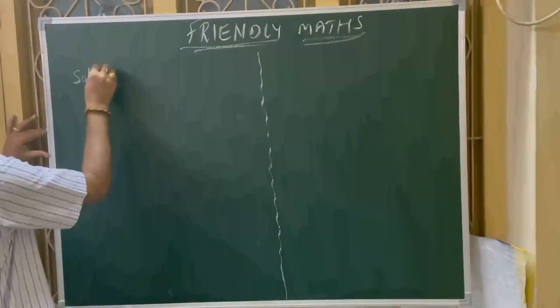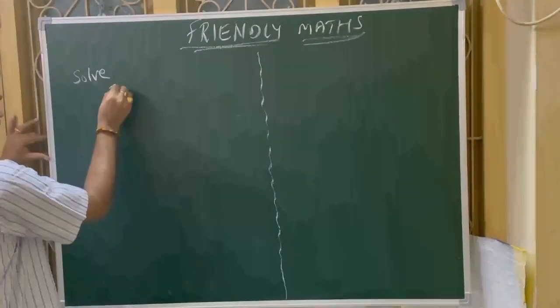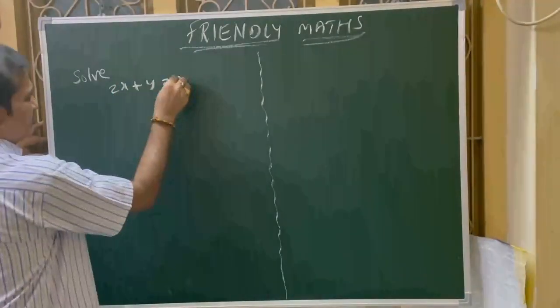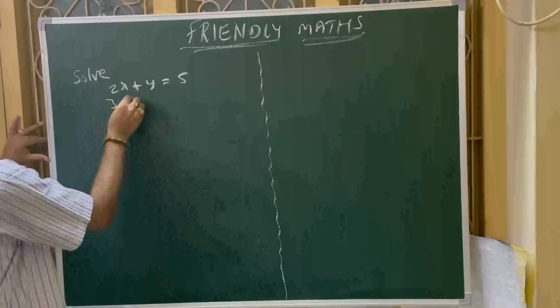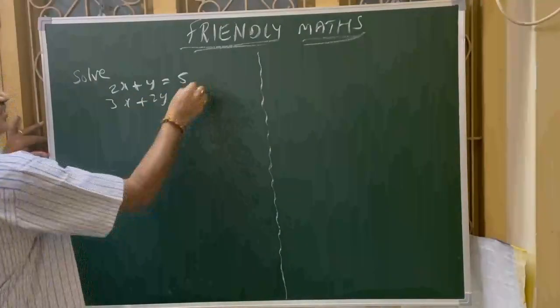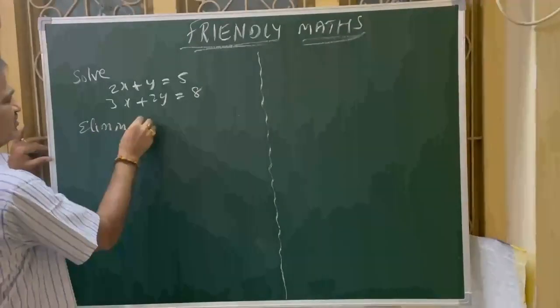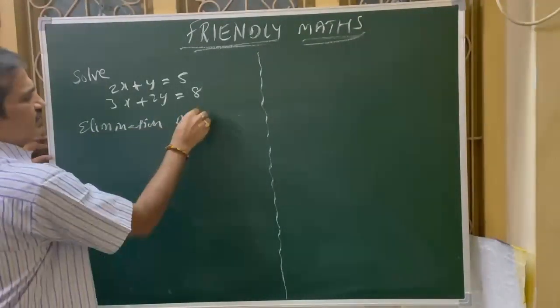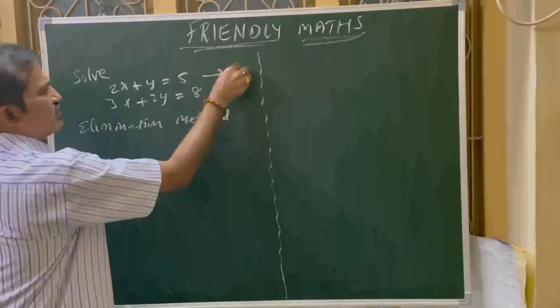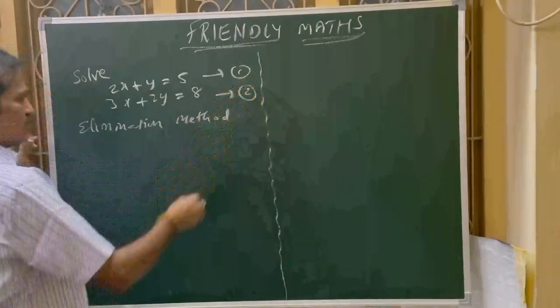Solve 2x plus y is equal to 5, 3x plus 2y is equal to 8 by elimination method. We are using the elimination method. Then take equation number 1 and equation number 2.